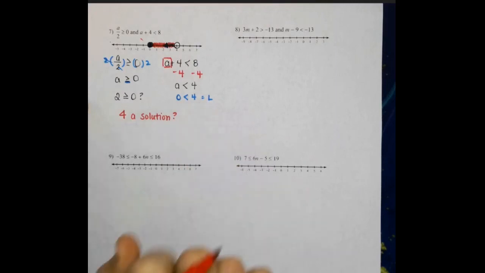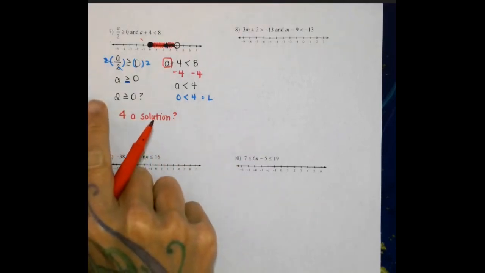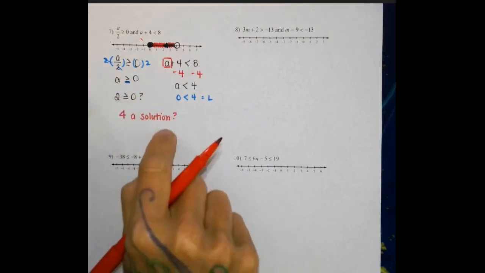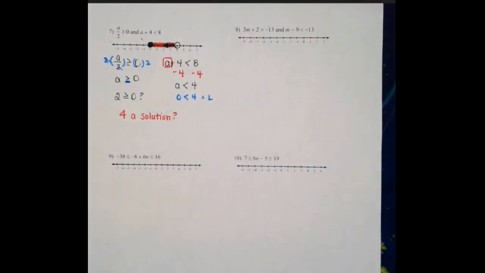Is 4 less than 4? Is 4 less than or equal? I'm sorry, is 4 greater than or equal to 0? Yes. But because it's a compound, you could say yes to the first, no to the second, which means it's a no for the group.